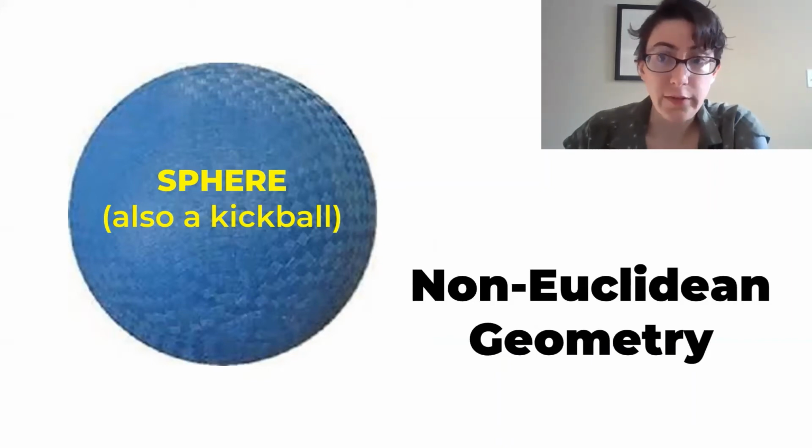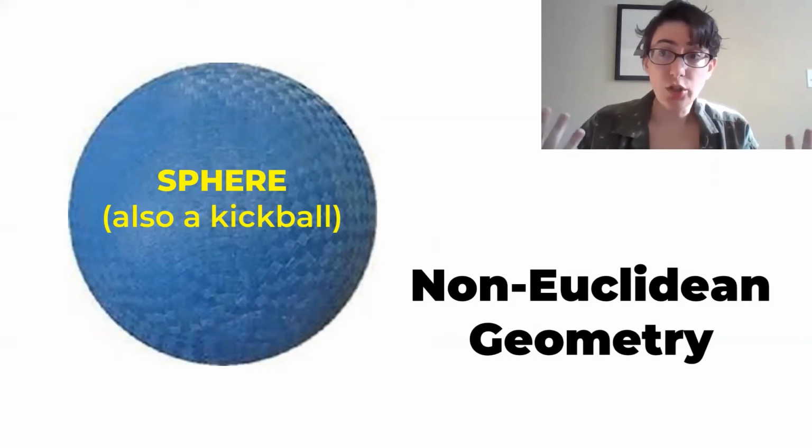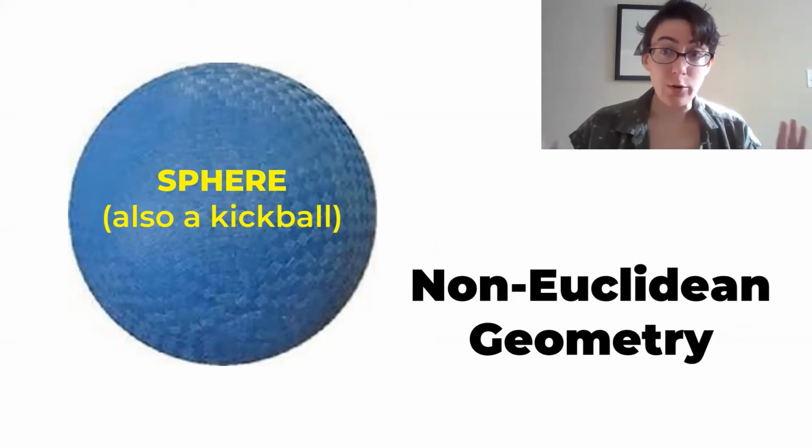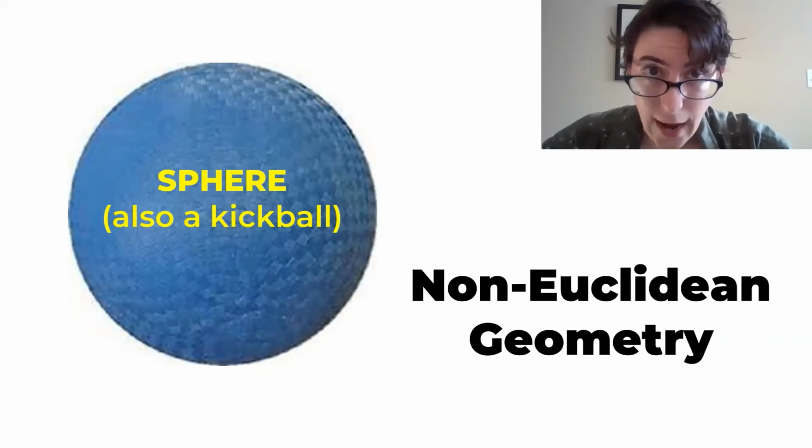Whenever I show this stuff to kids at the library, I make sure to teach them how to pronounce non-Euclidean geometry. Then, when their parents ask what they did at the library and the kids say, non-Euclidean geometry, the adults freak out, and it's glorious.